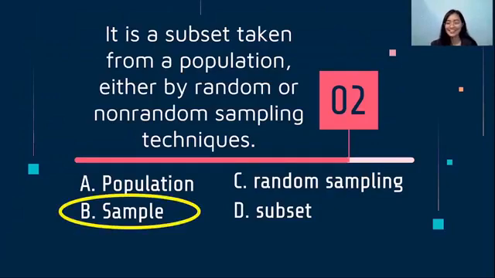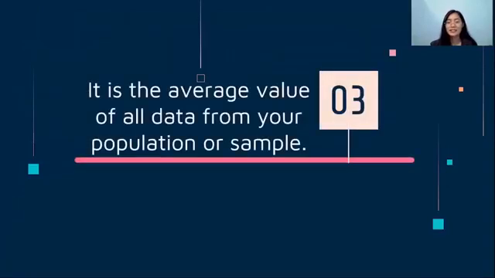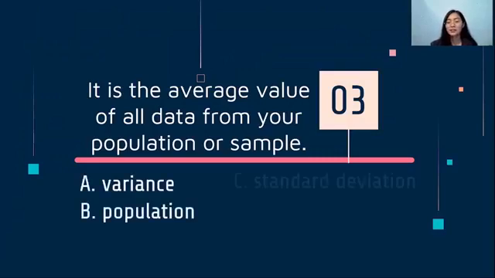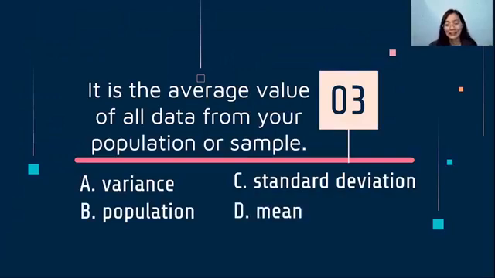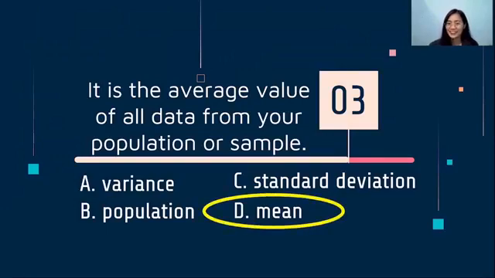Okay, next, number 3. It is the average value of all data from a population or sample. Is it A, variance, B, population, C, standard deviation, or D, mean? Okay, you may start answering now. So what do you think is the answer? Okay, time's up. If your answer is D, mean, then you are correct.